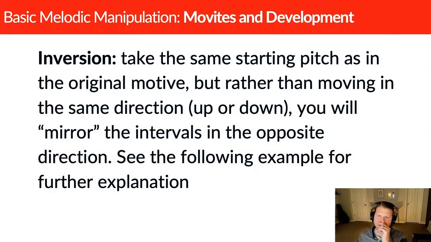Inversion. Now this one's a little bit different. It'll take some explaining. What you do with an inversion is you take the same starting pitch as in the original motive, but rather than moving in the same direction, up or down, as you move through the pitches, you mirror the intervals in the opposite direction. And I mean mirror it vertically. You'll move horizontally to get whichever pitches are in the motive and move up and down in the opposite direction with the inversion. Let me show you what I mean.